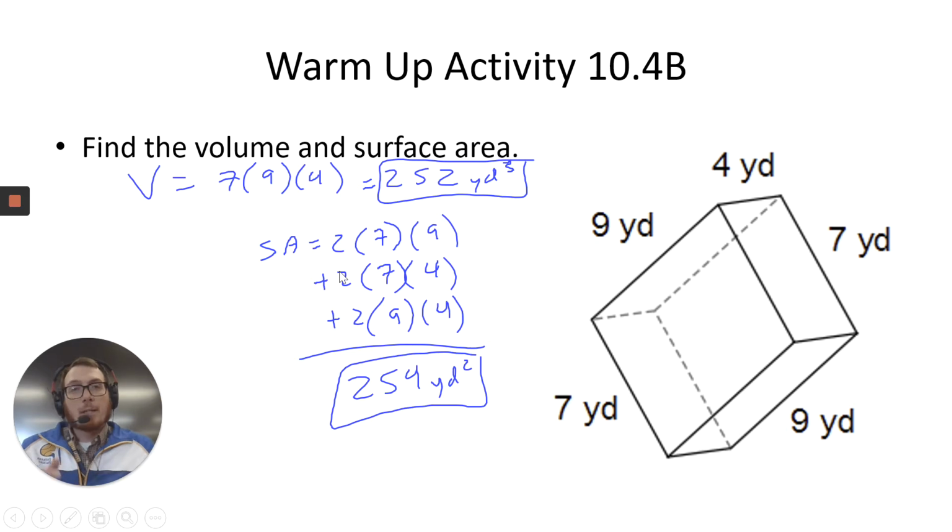To find the surface area, remember it's two of the top and bottom rectangles, two of the front and back, and two of the side and sides. Okay, and that's how you would be finding the surface area. And notice these numbers are pretty close, 252 and 254, but notice that this is yards cubed and this is yards squared. So really, even though the numbers themselves are close, they're really not close at all because they're really not related in terms of their units.